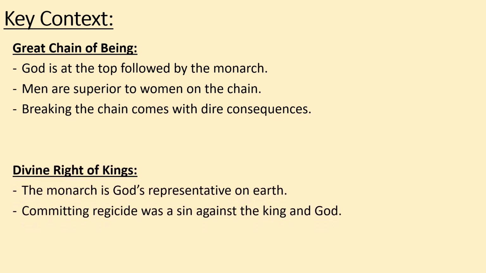Here we've also got the divine right of kings, which links really closely to the great chain of being. So the monarch is God's representative on earth, and committing regicide was a sin against both king and God. It's the highest possible sin that could be committed. That's really important to remember. It's partly why Macbeth's punishment is so horrific.